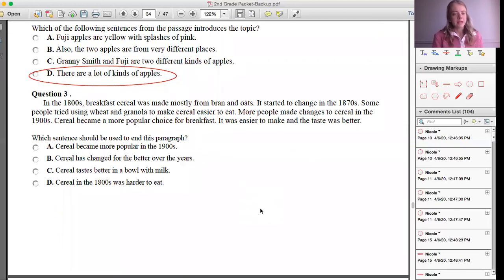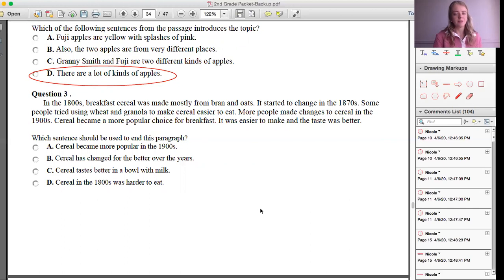Question 3. In the 1800s, breakfast cereal was made mostly from bran and oats. It started to change in the 1870s. Some people tried using wheat and granola to make cereal easier to eat. More people made changes to cereal in the 1900s. Cereal became a more popular choice for breakfast. It was easier to make and the taste was better.